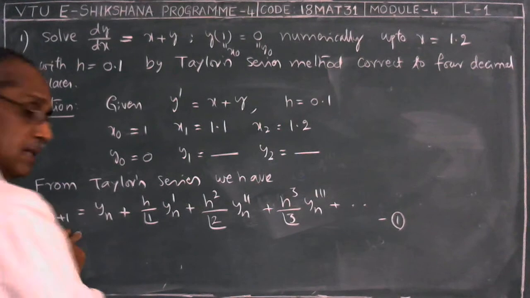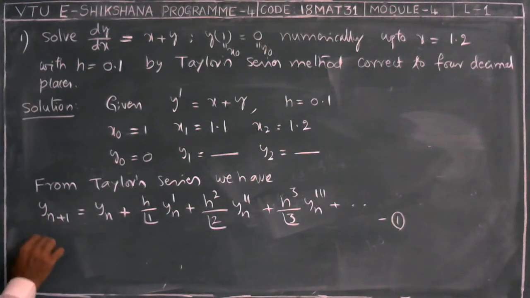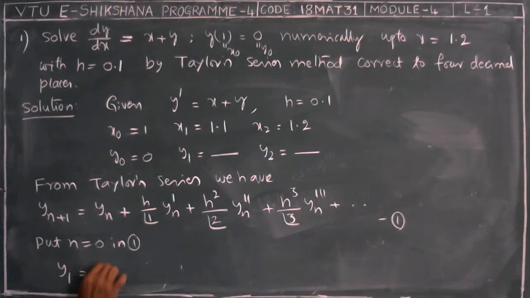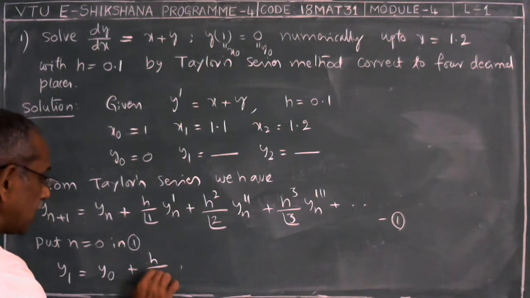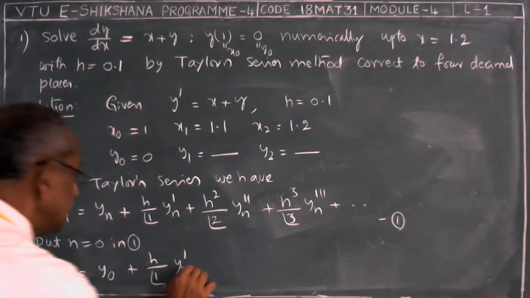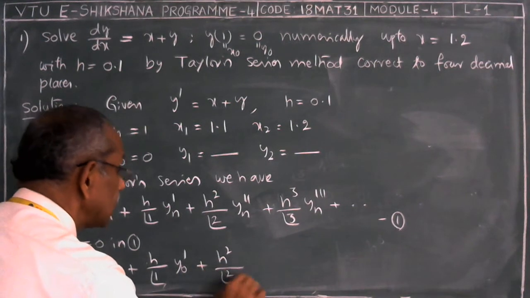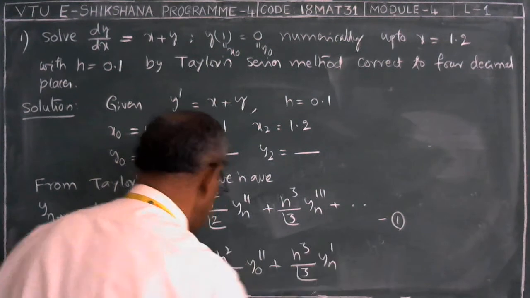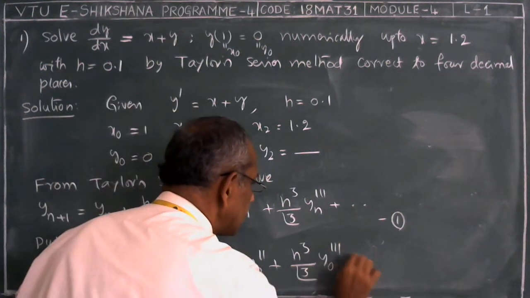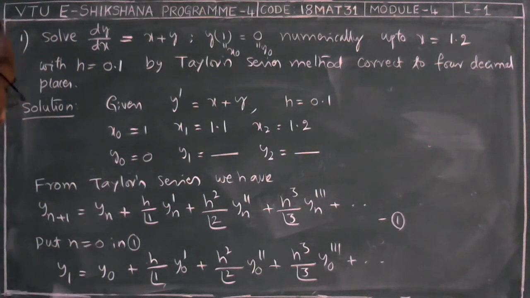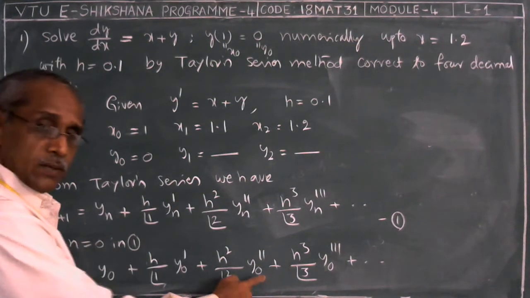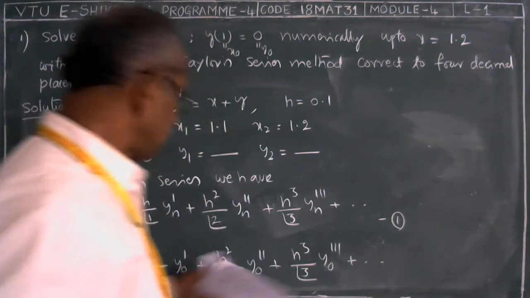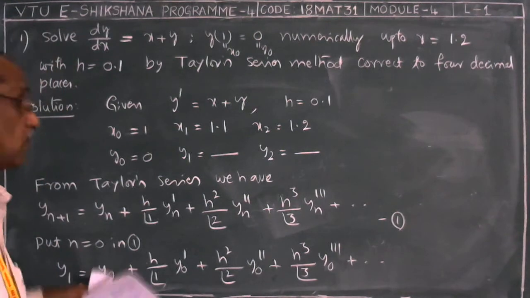So now to find y1, I have to fix n is equal to 0 in 1. So what do we get? y1 is equal to y0 plus h by factorial 1 y0 dash plus h square by factorial 2 y0 double dash plus h cube divided by factorial 3 y0 triple dash, and so on. So now I need to substitute. y0 is given, y0 dash I can easily obtain. I need to differentiate this expression twice to get y double dash and y triple dash, calculate at x is equal to x naught and substitute here, and using the calculator you compute, you get the value of y1 at x is equal to x1.